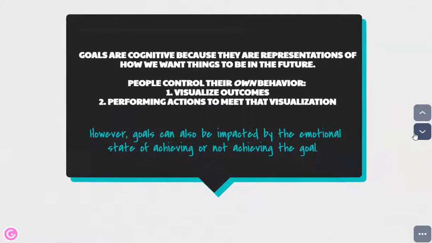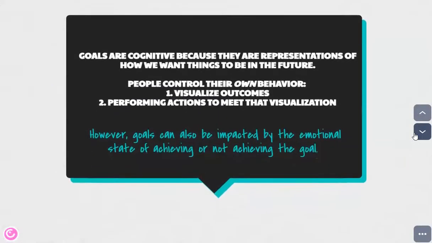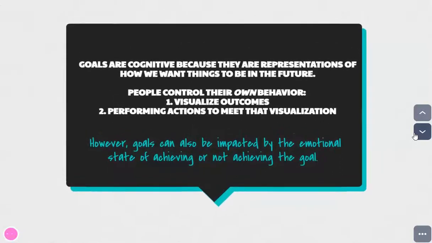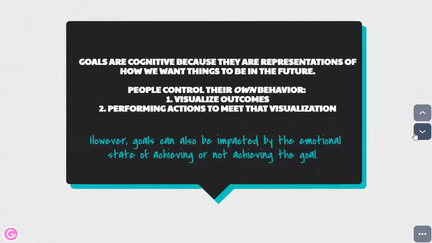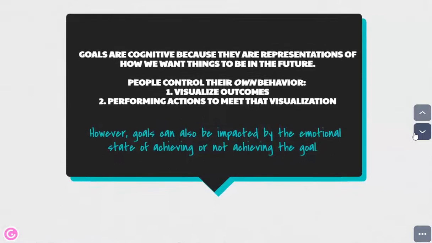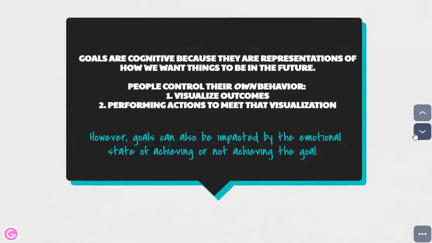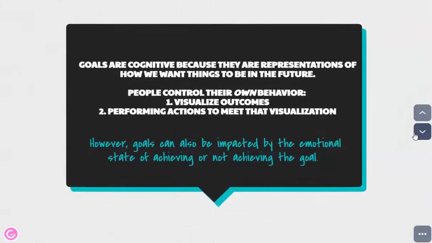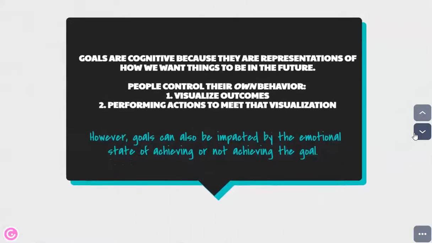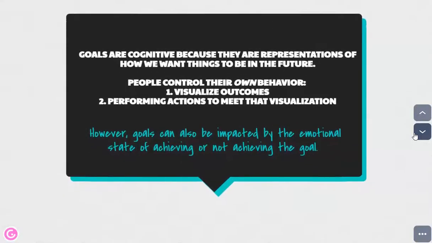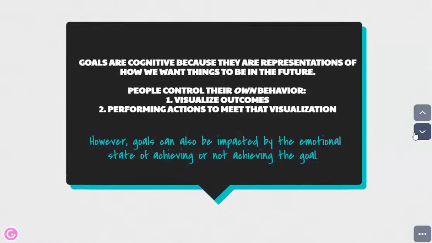Goals are cognitive because they are representations of how we want things to be in the future. People control their own behaviors by, one, visualizing outcomes, and two, performing actions to meet that visualization. So you think about what it is you want to achieve, you figure out what actions you need to take to achieve it, and then you put those actions into place to meet that goal.